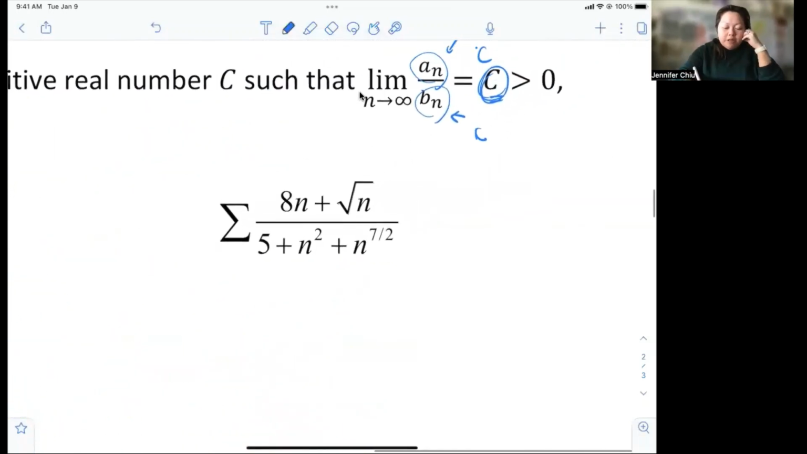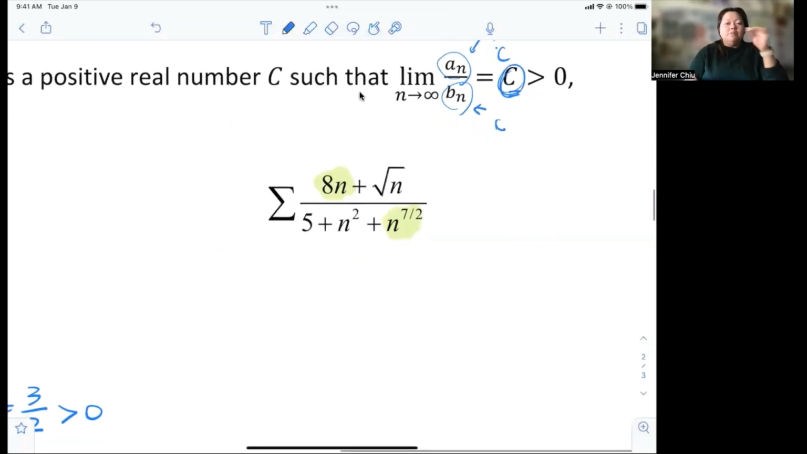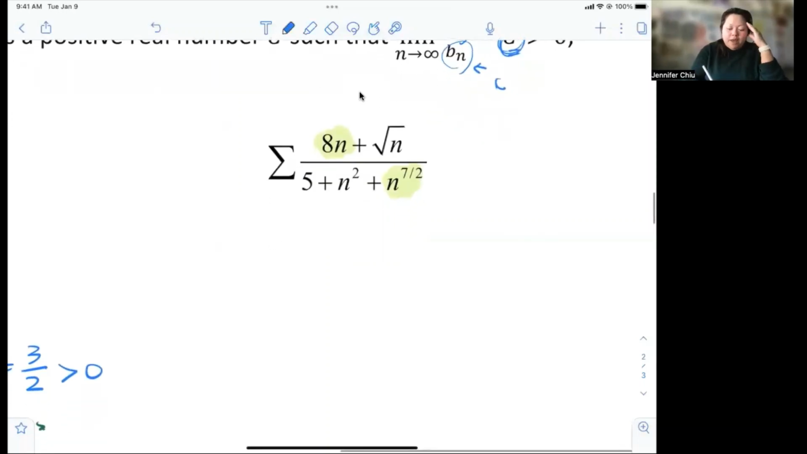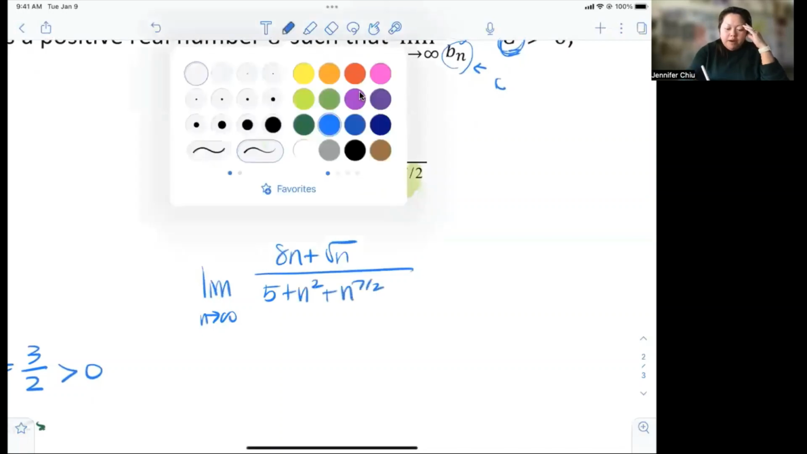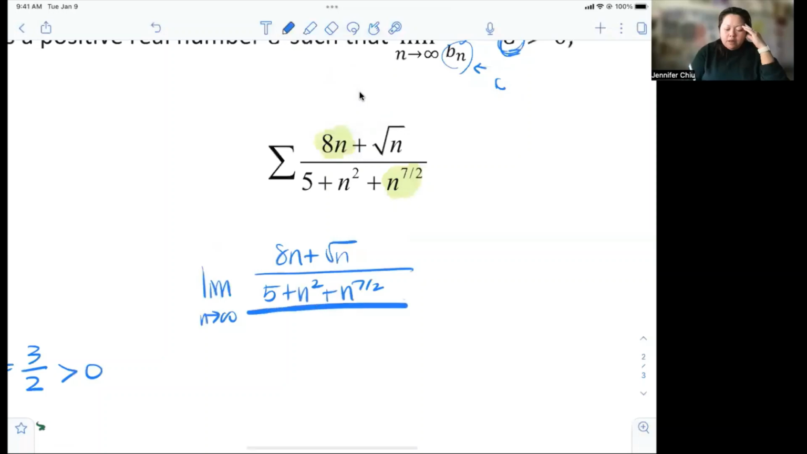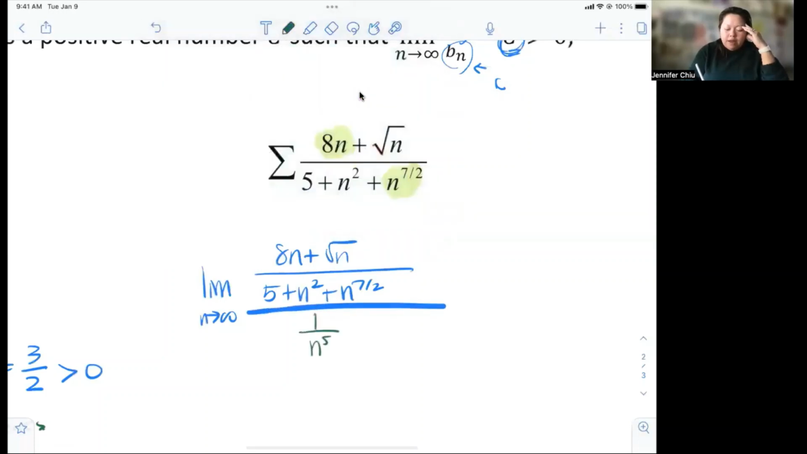Again, we look at the higher power to kind of help us determine what is happening here. Highest power here is 8n. Highest power here is n to 7 over 2. So I know the difference between those two, and that's the n I'm looking for. The difference between those two is 5 over 2. Okay, so that means limit as n approaches infinity, 8n plus root n, all over 5 plus n squared plus n to the 7 over 2. I'm going to compare that with 1 over n to the 5 halves.